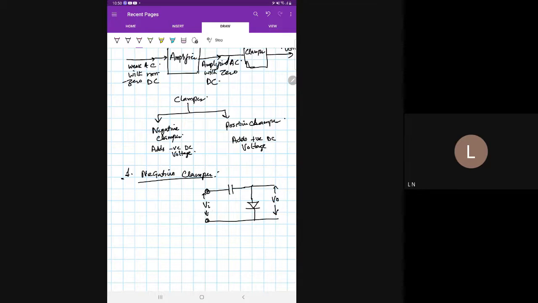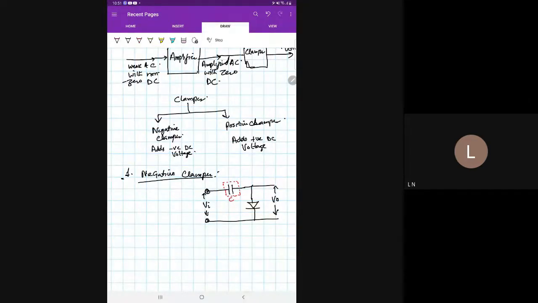This is the storage element that I was referring to. Okay, so this is a capacitor now. Now see, the capacitor will store the maximum amount of voltage that is applied to it.